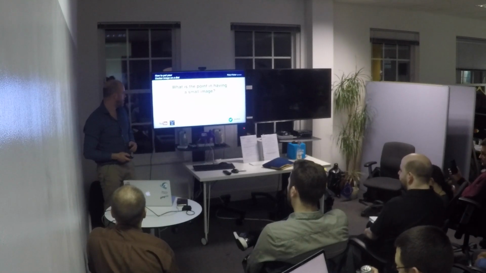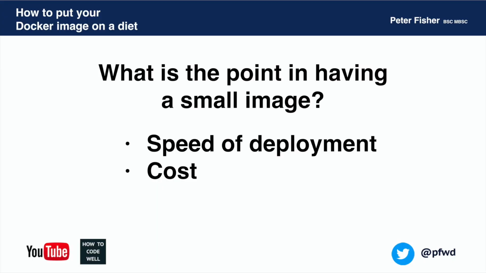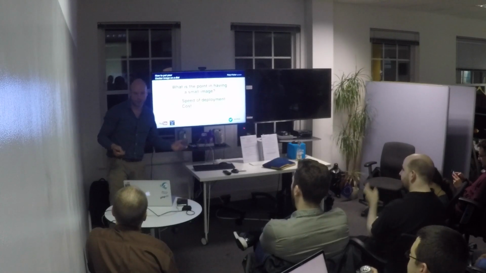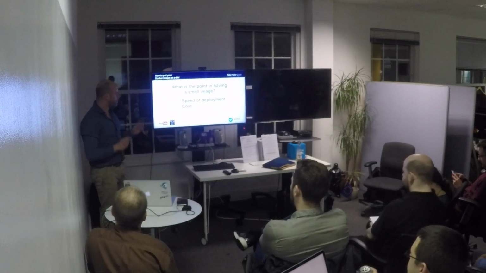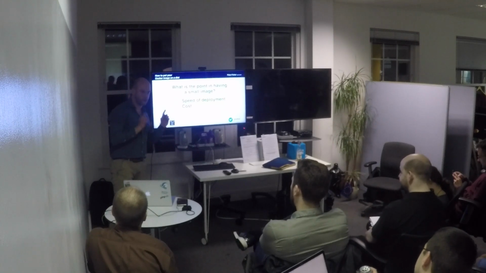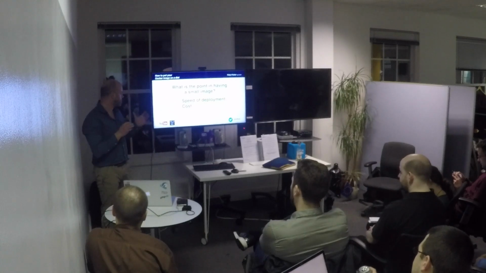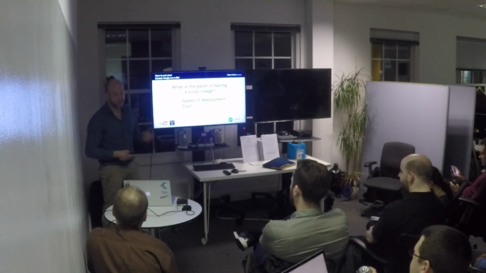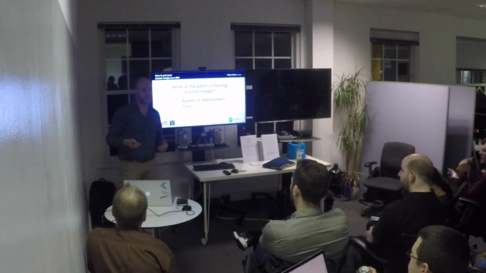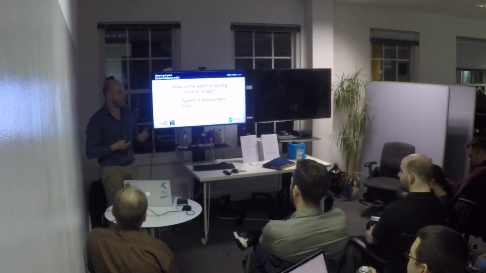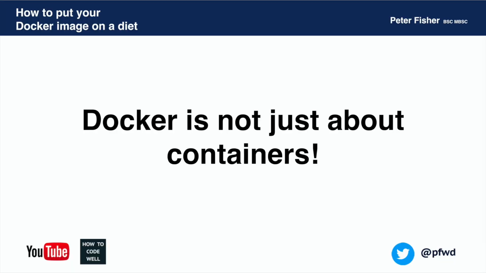Well, two reasons really. The first is speed of deployment. The smaller the Docker image, the easier it is to deploy. And there is potentially, I should have put air quotes in this, a cost benefit. The smaller the image, perhaps if you're using a service where you're being charged for how much you use it, then there might be a cost benefit of having a small image.